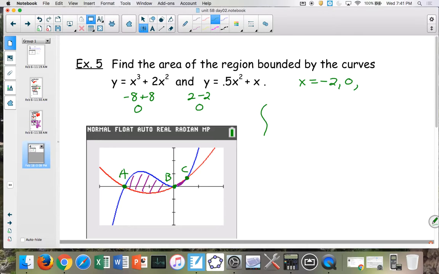And then we have this other point which we're going to have to figure out by either algebraic methods or using our calculator and calculating the intersection point, like we did with that other decimal a few problems ago. So I'll replace the A with negative 2, the B with 0. And so we're going to have to do the integral from negative 2 to 0 of the blue function minus the red. Blue was the cubic.